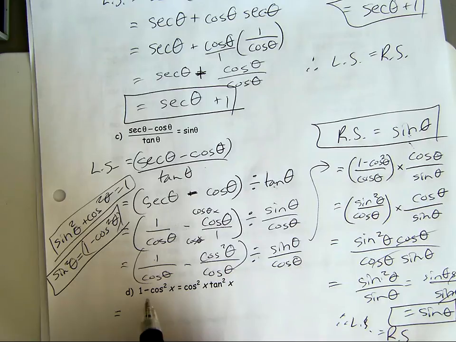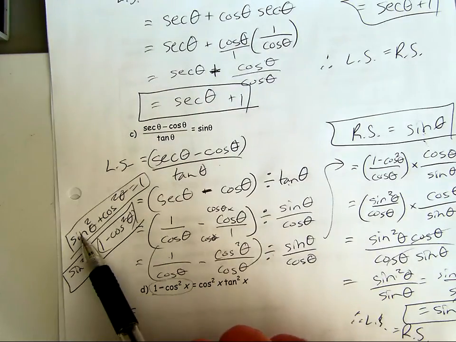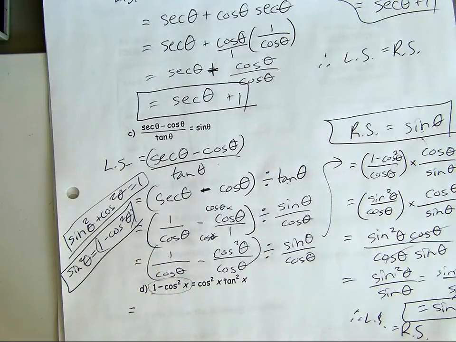But just notice this side again, 1 minus cos squared theta. Notice what we changed 1 minus cos squared theta to. We used that sine squared plus cos squared equals 1 to change that. So whenever you see these 1 minus cos squared thetas, you can change those things. So you can try that right now, and then stay tuned to my next part.